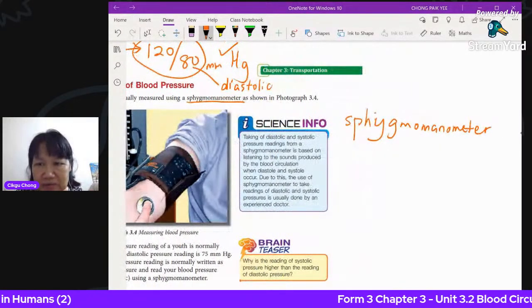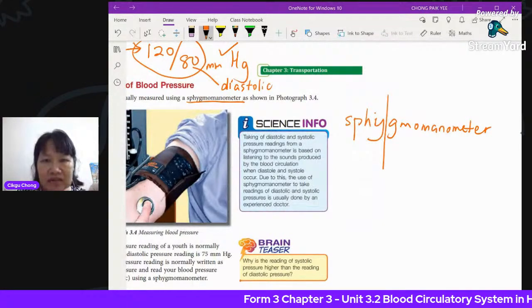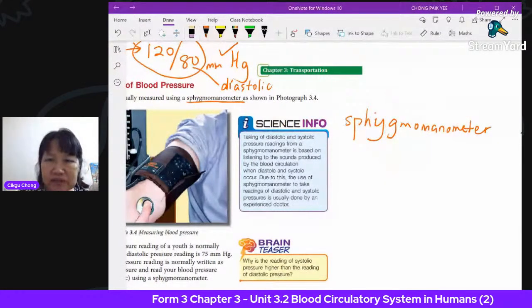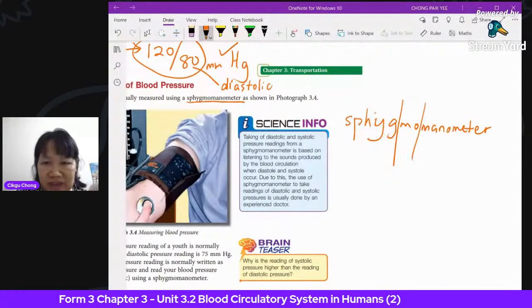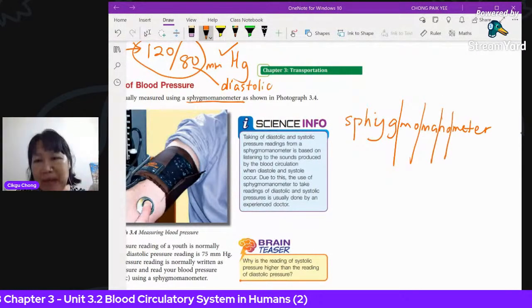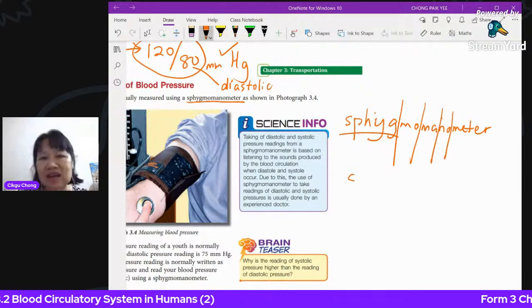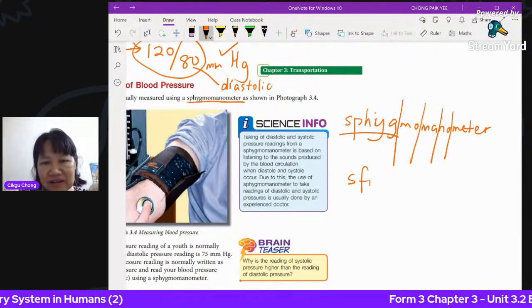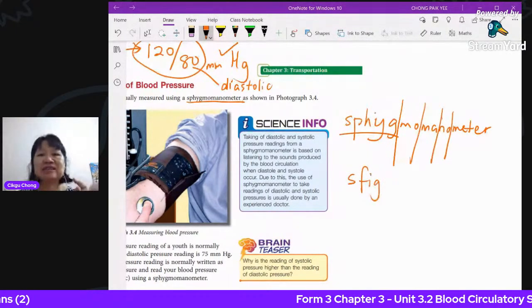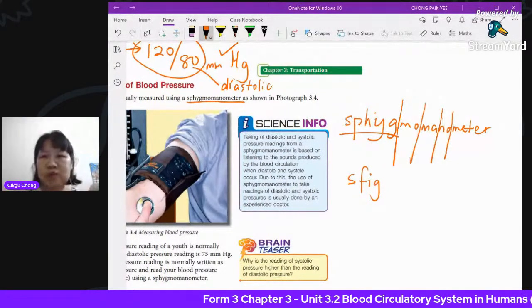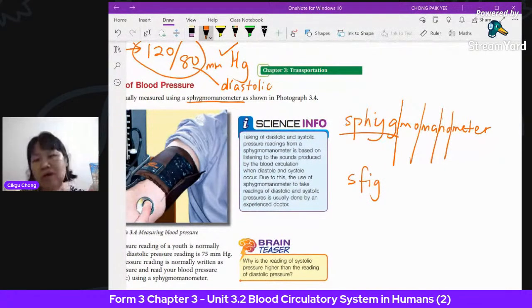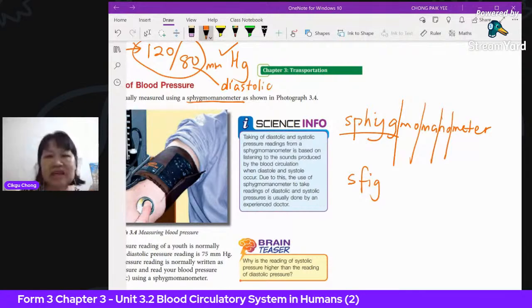First, sphygmomanometer. Okay, how to pronounce it? The manometer, put it separately. Just say sphygmomanometer.